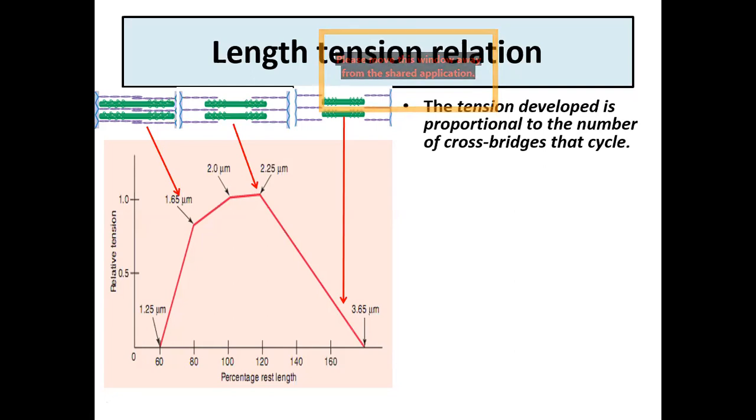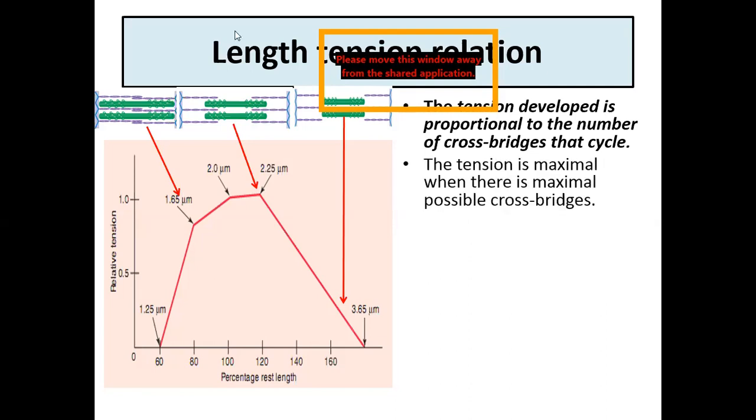Okay, the more cross bridges, the more tension. The fewer cross bridges, the less muscle tension. So that is what you need to remember. More cross bridges means more tension or more force developed in the skeletal muscle. Now, at a sarcomere length of 2 to 2.25 microns, the tension is maximal because the maximal possible cross bridges are formed.